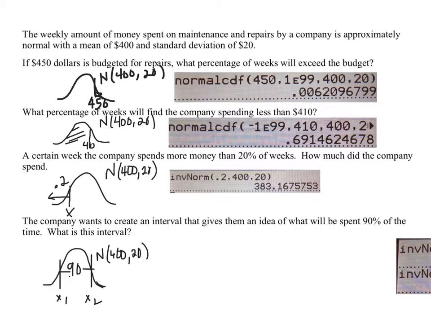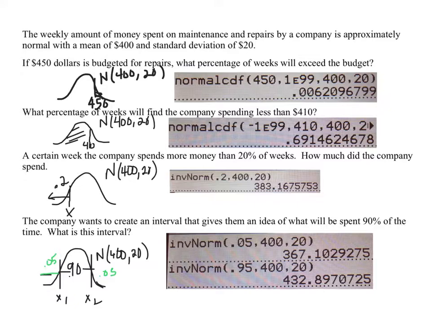So maybe it's just a little more work. You got to think that there's 5%, or 0.05, outside. So what I could do is an inverse norm on this situation with 0.05 below, and that would give me the lower X. And I could do another inverse norm with 0.95 below, 95%, and that would give me the top. So here's cutting off the 5% on the bottom. This one cuts off the 5% on the top, and that will give me the middle 90%. Okay? So between $367 and $433.